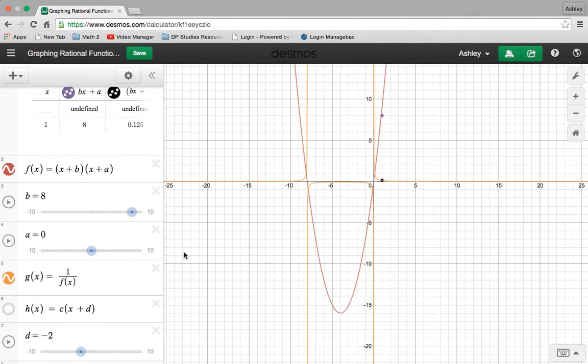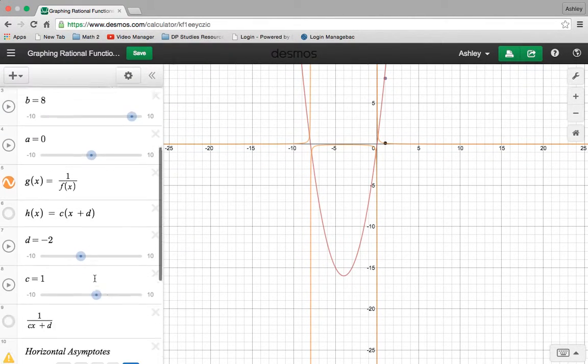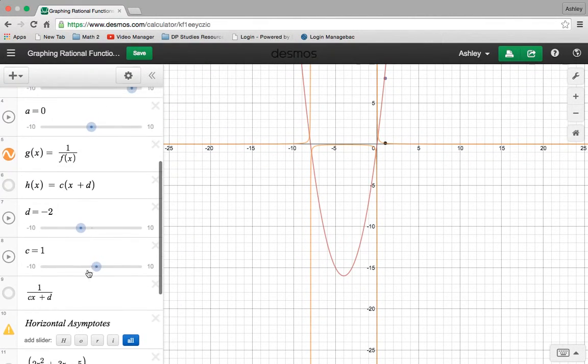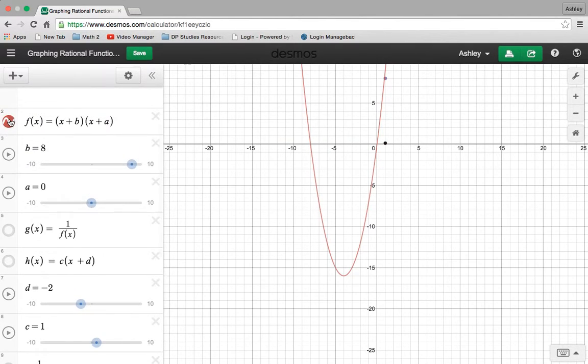Let's look at horizontal asymptotes really quick. Let's hide some of these. We'll look quickly at horizontal.